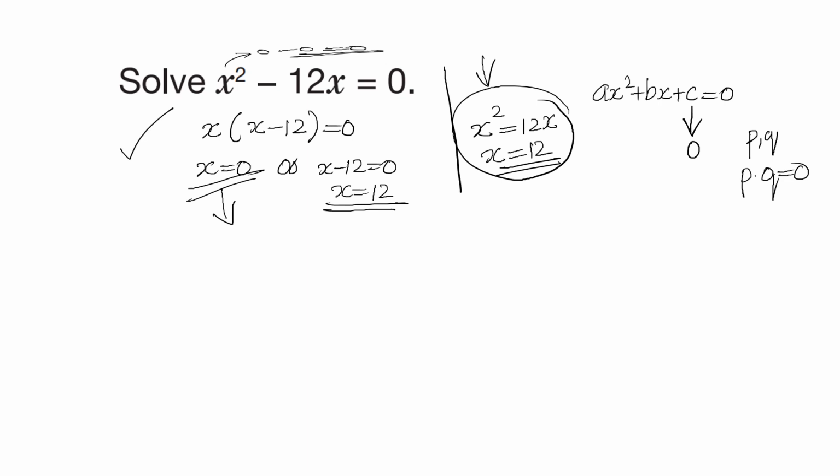So since we are not omitting any cases, like x can be 0, that is a solution for the equation. Okay. So the values are either x can be 0 or x can be 12.